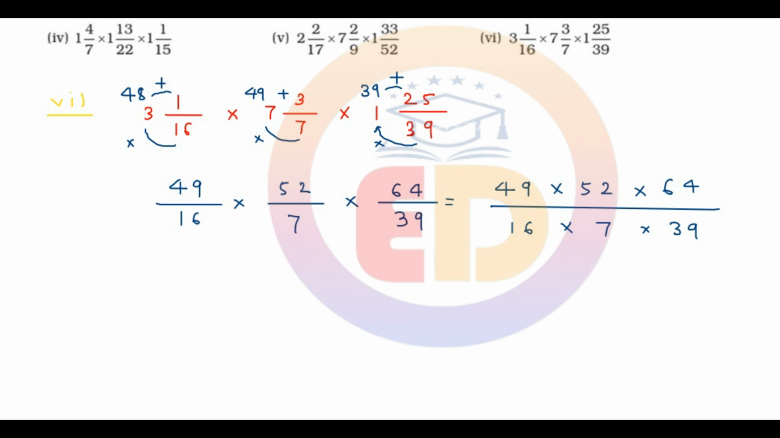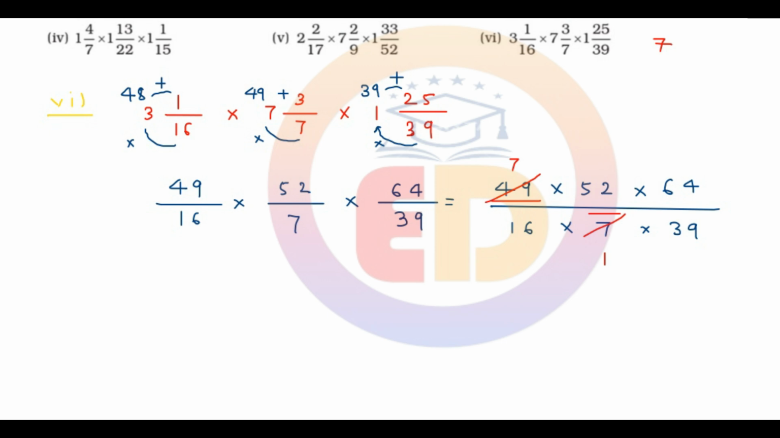Now if we look here, the first number 49 in the numerator is divisible by 7 in the denominator. Let us divide both by 7. 7 sevens are 49, 7 ones are 7.